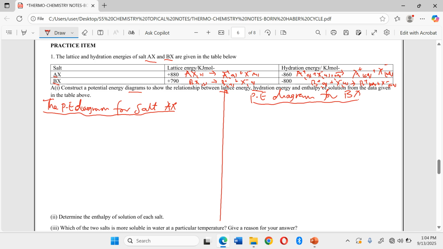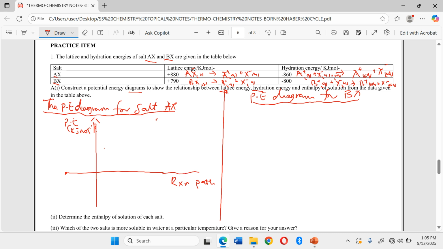Now let's see our potential diagrams. We're going to draw here just something good. So we have this potential diagram here, and this is potential energy in kilojoule per mole, and then we also have the reaction. This is the reaction path.